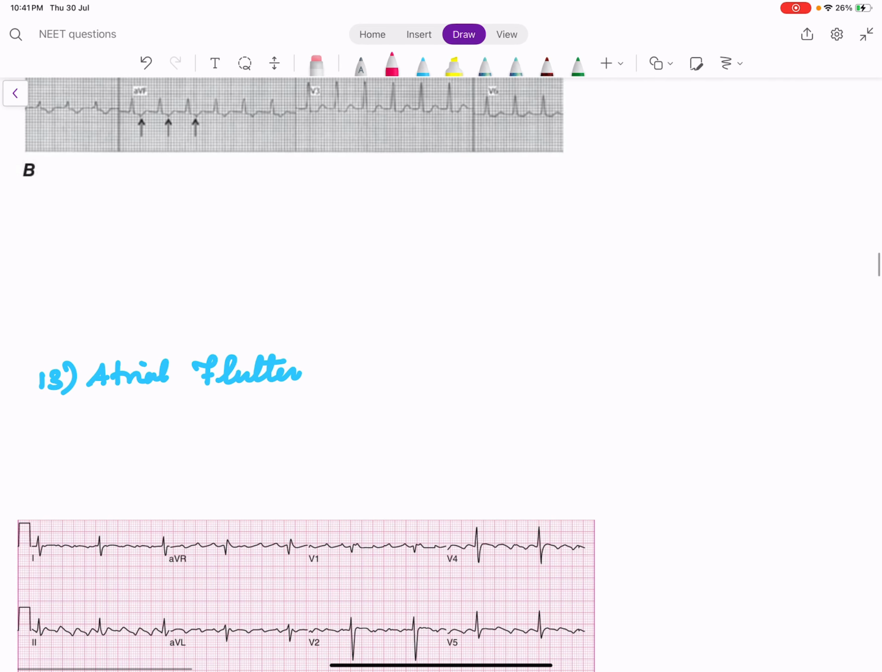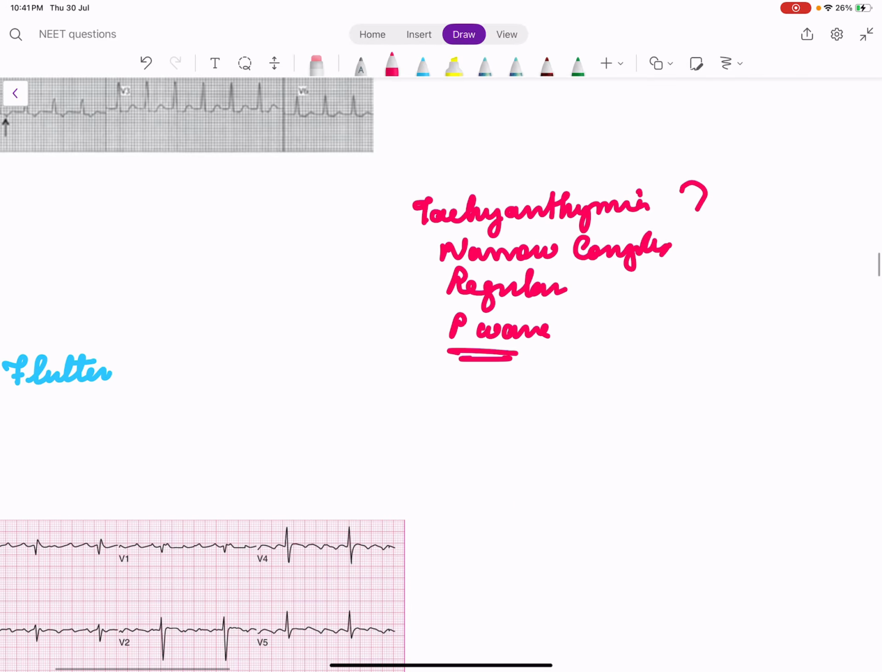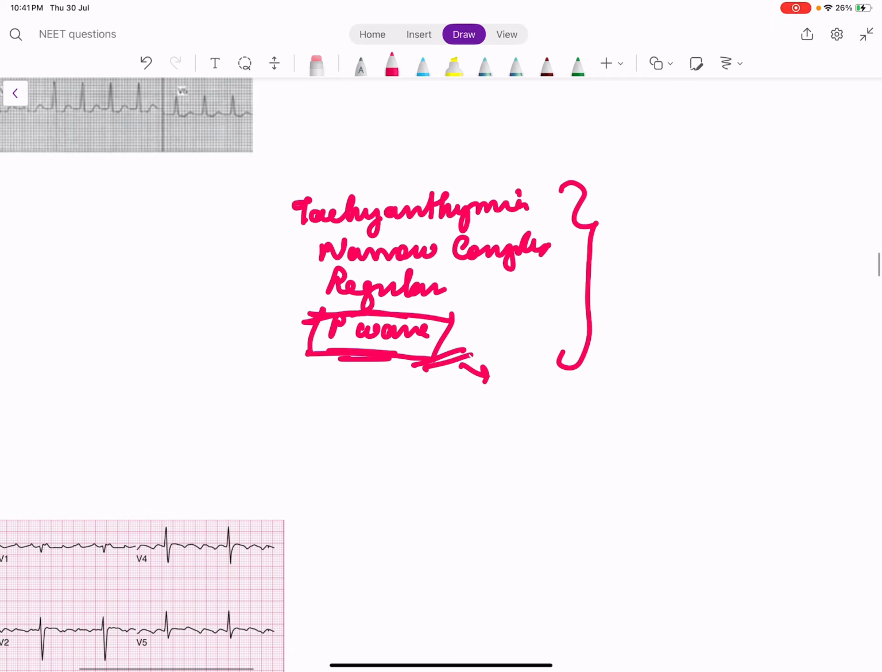Suppose there is a tachyarrhythmia, a narrow complex tachyarrhythmia which is regular, but there is a P wave. So very well this looks like a sinus tachycardia, but the P wave may not be a sinus one. There are some specific characters of a sinus P wave. If the rhythm is originating not from the SA node but from the atria, it is called focal atrial tachycardia.